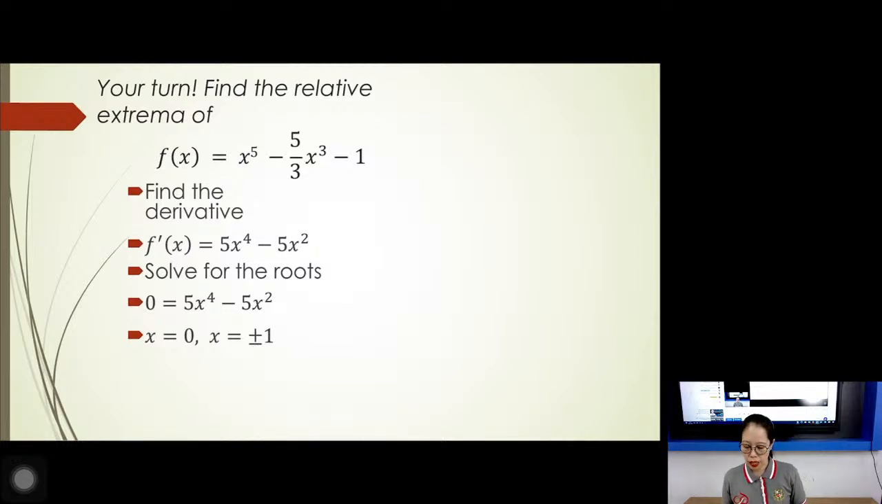All right, after finding the roots, what would be the next step? So we're already on the 3rd step, right? Step number 1, find the derivatives. Step number 2, solve for the roots. What would be the next step? Tell me first the next step before you give your answer. Step number 3. What is our step number 3? Yes. Right. Very good.